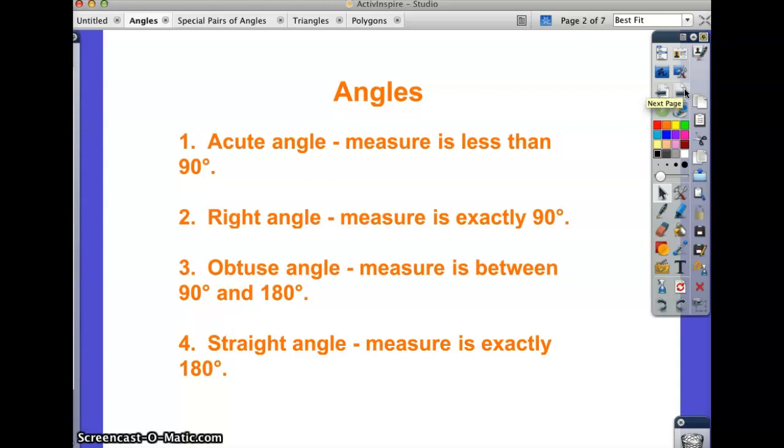A right angle: the measure is exactly 90 degrees. Obtuse angle: the measure is between 90 degrees and 180 degrees. And a straight angle: the measure is exactly 180 degrees. So make sure that you get these written down before you proceed.